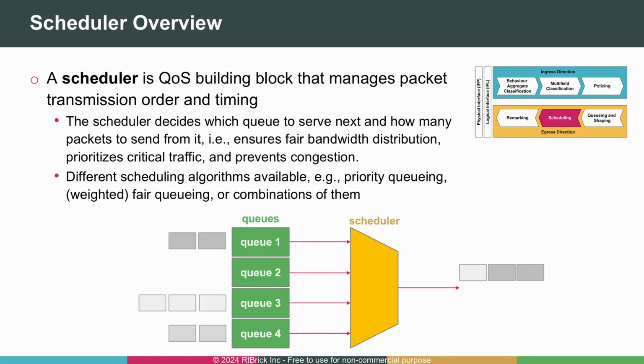In practice, most QoS designs combine these strategies. For example, strict priority queuing may be used for voice and video traffic to guarantee low delay, while weighted fair queuing is applied to data traffic to balance efficiency and fairness.